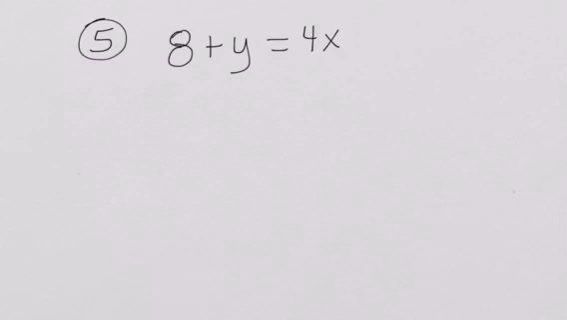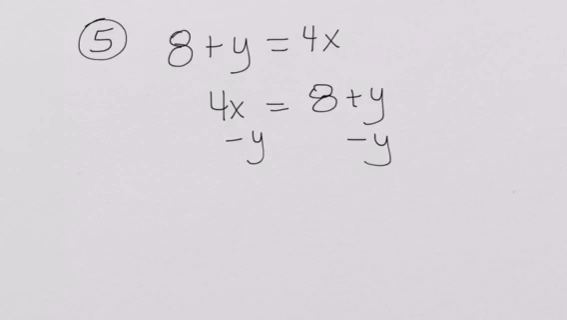Now we're going to look at the next one. Is the x on the left? He's not, so we're going to go ahead and use the symmetric property to rewrite it. 4x is equal to 8 plus y. Now we need to get the y term second. So we're going to go ahead and zero pair out the y term. So it's going to be 4x minus y is equal to 8.